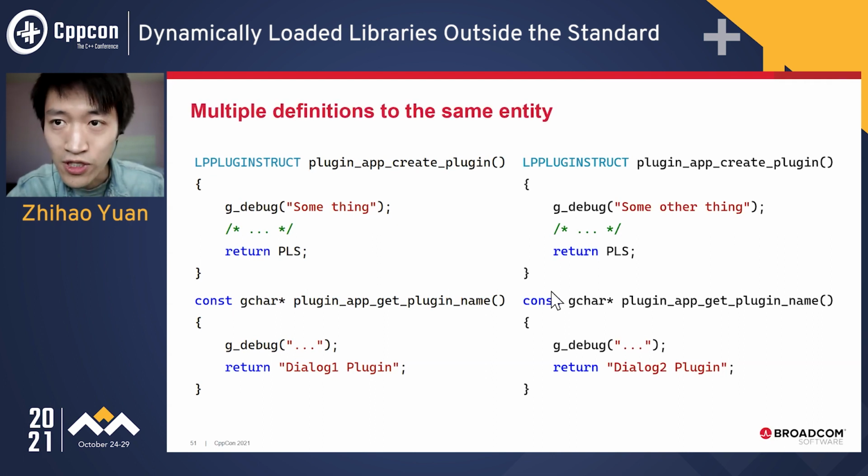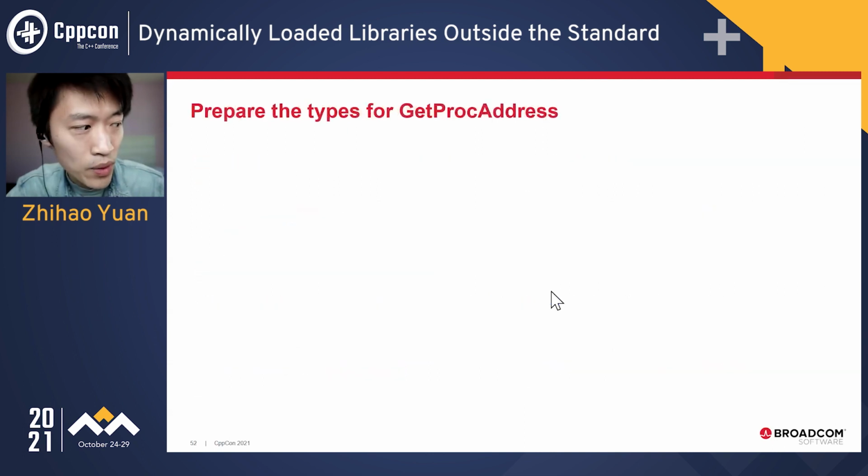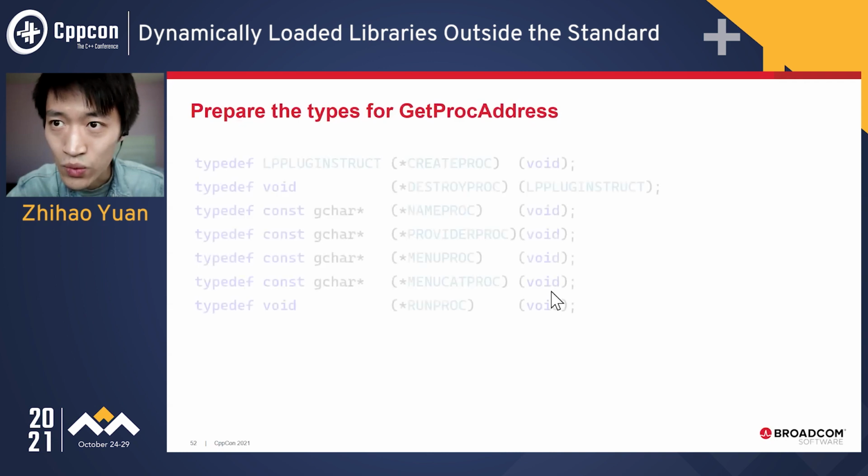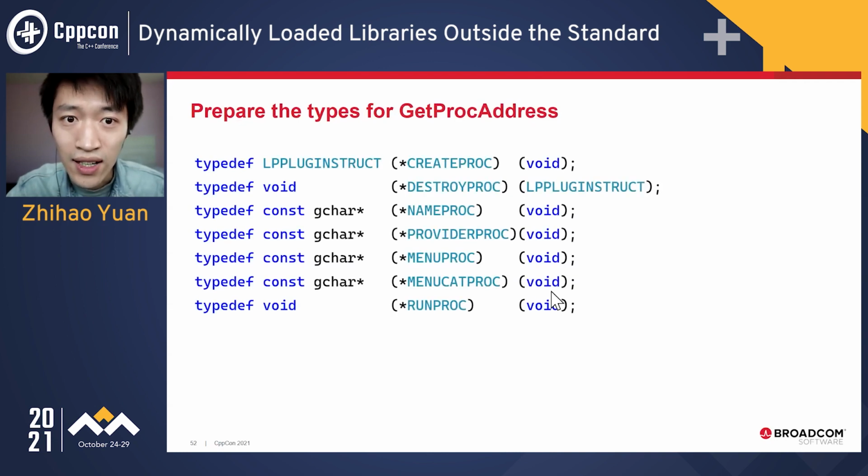In principle, would you have a violation? But table this a little bit. Let's continue to finish how they run the example. The next step, we prepare the types for GetProcAddress. We declare all the functions we implemented as function pointers and how to use them.